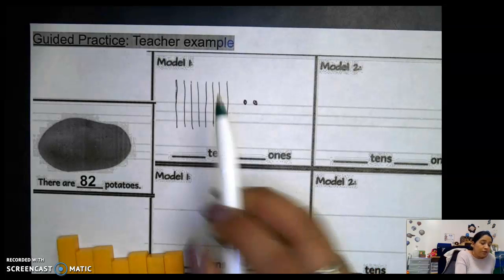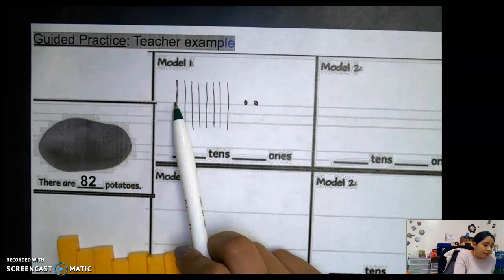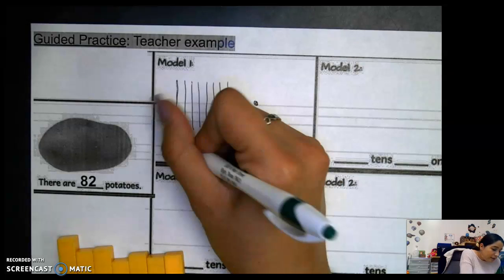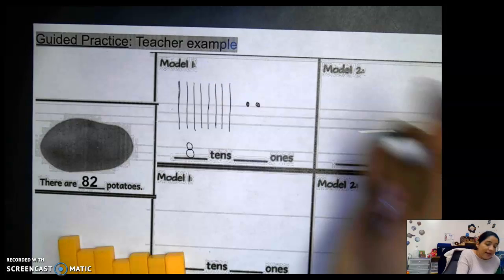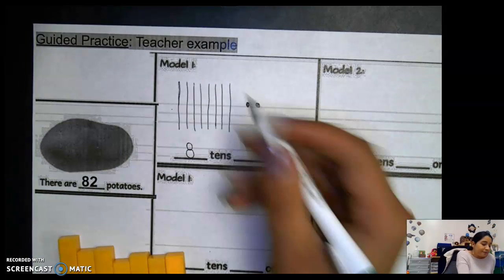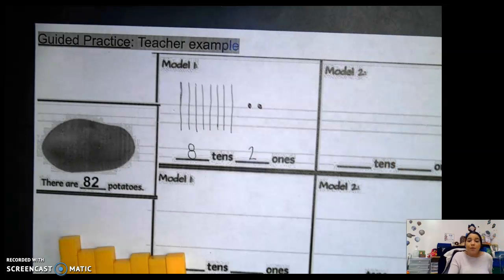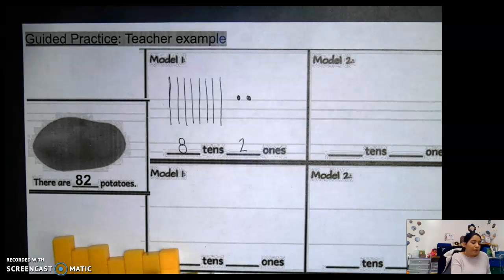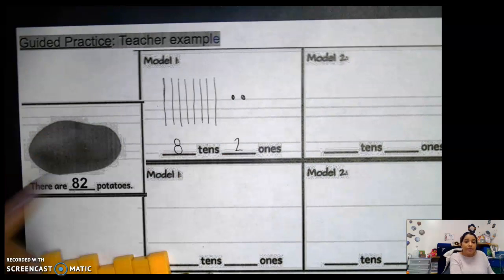So how many tens do I have in this first model? 1, 2, 3, 4, 5, 6, 7, 8. I have 8 tens. How many ones? 1, 2. I have 2 ones. So I have 82 right here, and I used 8 tens and 2 ones.